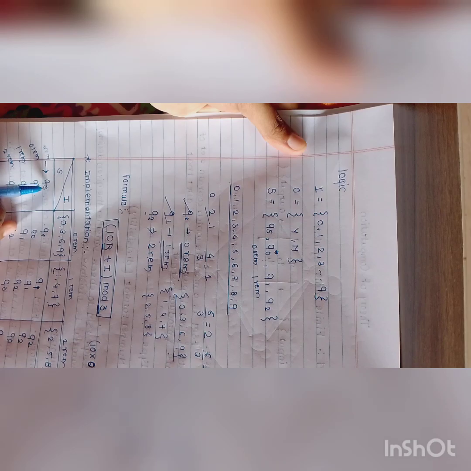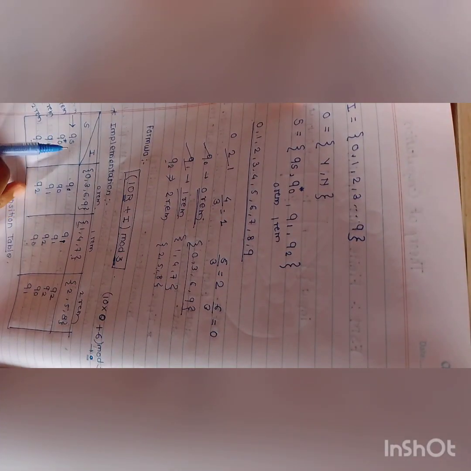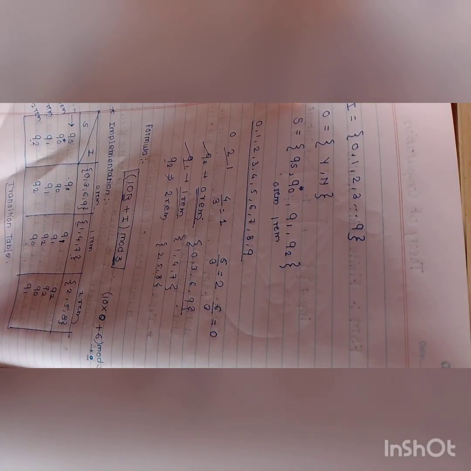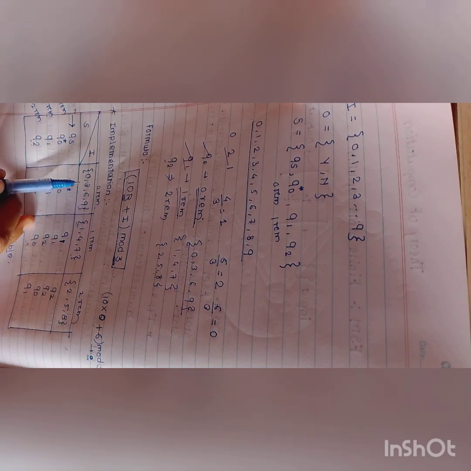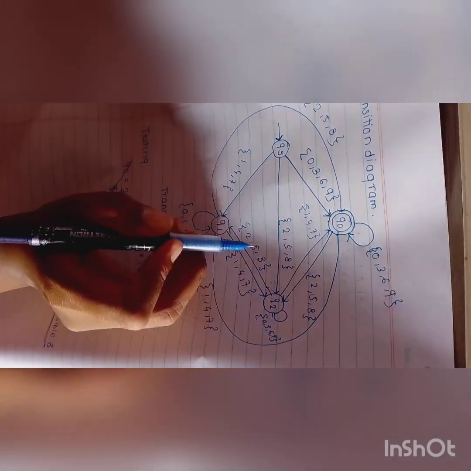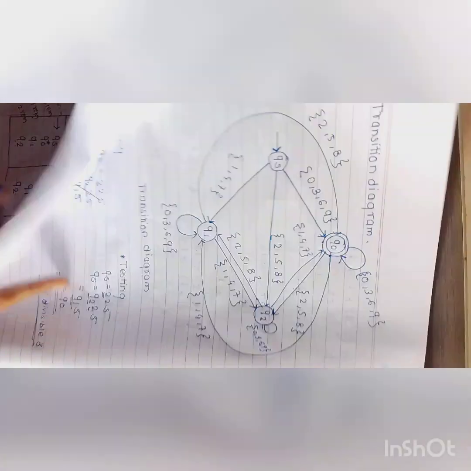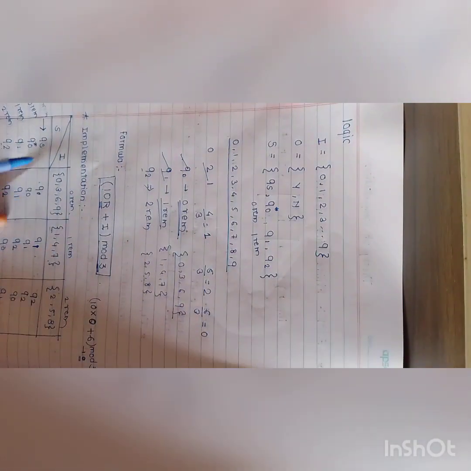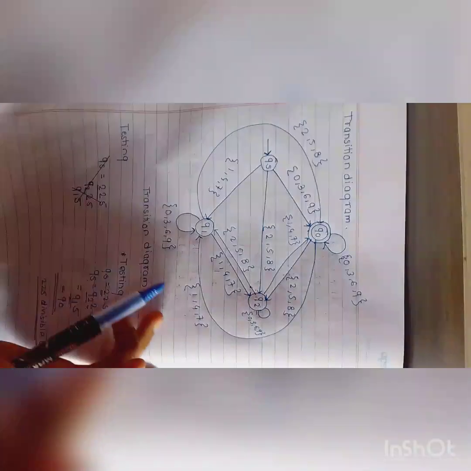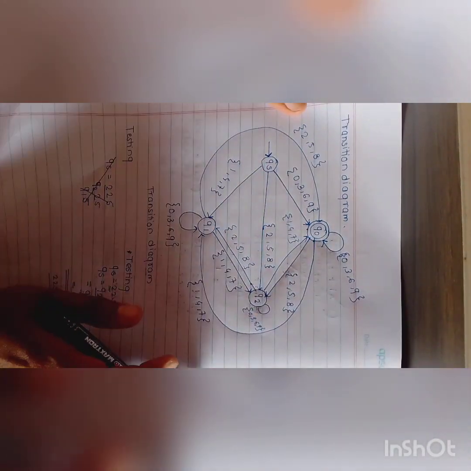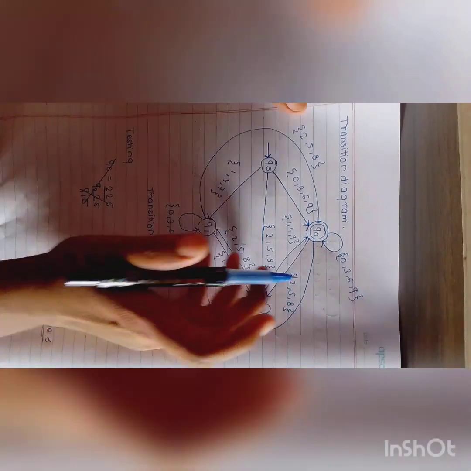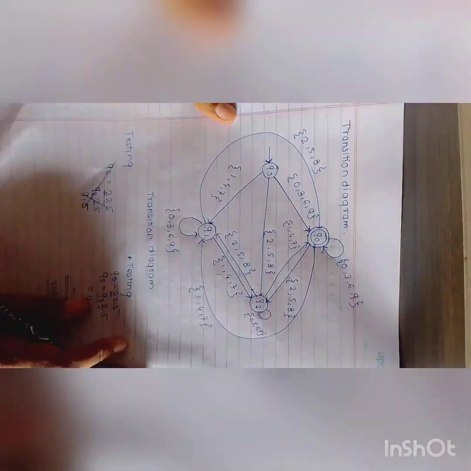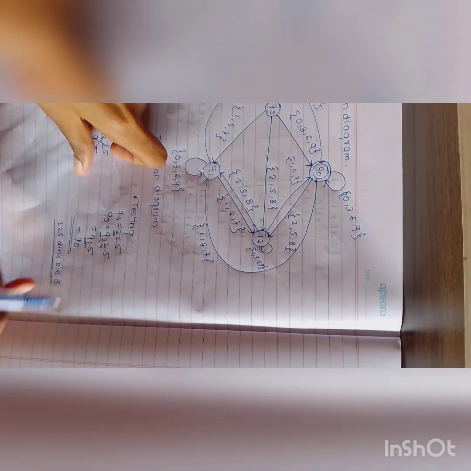In the transition diagram, qs to q0 has a transition with input set 0, 3, 9. So we give the qs to q0 transition. Then qs to q1 transition, with 1, 4, 7. Then qs to q2 transition. In this way we draw the transition diagram. And the last part is testing.